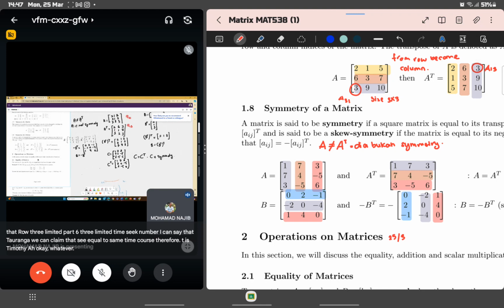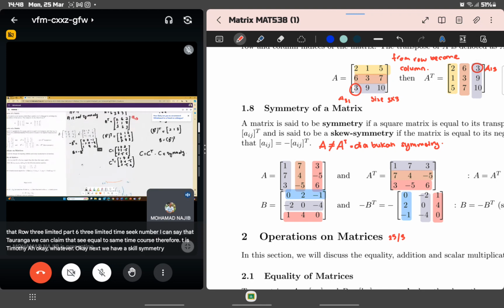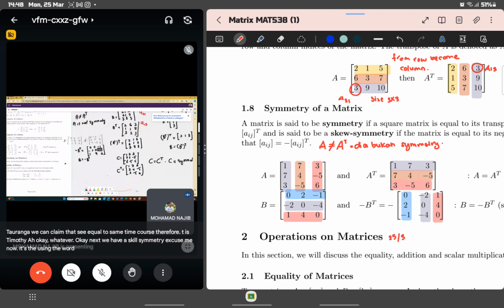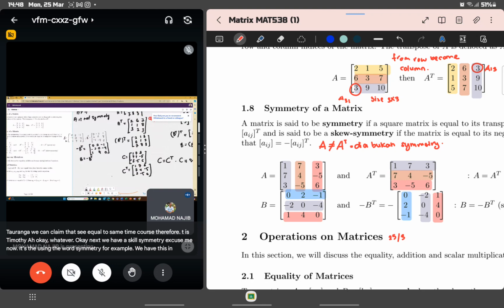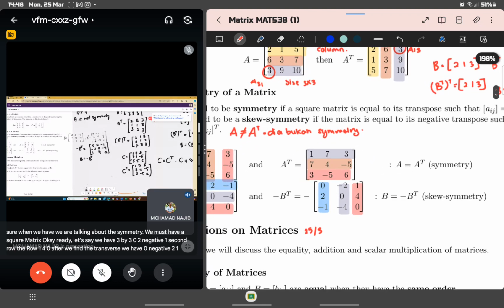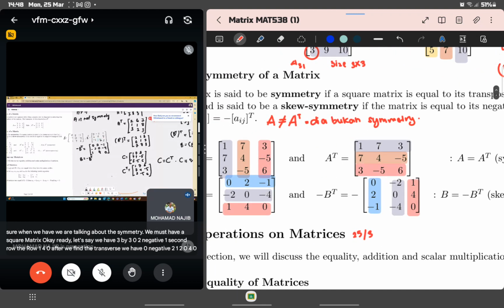Boleh. Okay, next we have a skew symmetry. Skew symmetry ni macam mana? We still using the word symmetry. For example, we have this. Ini benda dasar tulis. The matrix B, let's say we have a square matrix. For sure, when we are talking about the symmetry, we must have a square matrix. Okay, jadi dekat sini, let's say we have 3 by 3, 0, 2, -1, second row, third row, 140. After we find the transpose, we have 0, -2, 1, 2, 0, 4, and -1, -4, 0. Actually, for a starting, B is not equal to B transpose. Apa tak? B tak sama dengan B transpose. Betul tak? Dia tak sama.